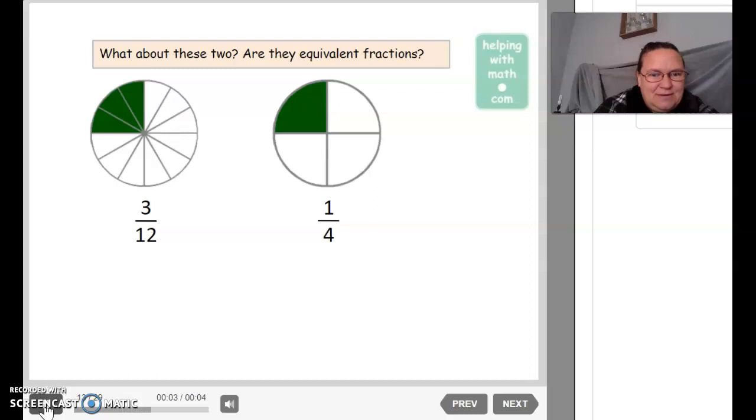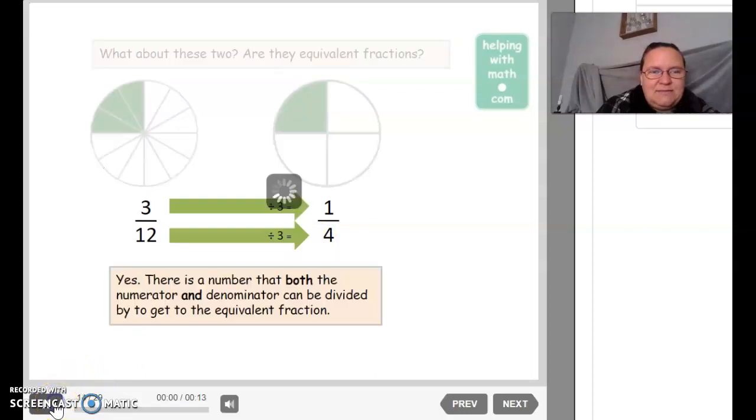What about these two? Are they equivalent fractions? Well, let's have a look. Now, I can see straight away that there's nothing I can times 3 by to get to 1, but I can divide. Have you got the answer? Yes, 3 divided by 3 will give me 1, and 12 divided by 3 will give me 4. So, I think they are equivalent. Let's see if we're correct.